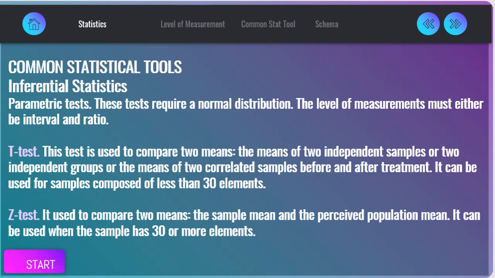Now let us learn about the commonly used parametric tests. First is the t-test. This test is used to compare two means: the means of two independent samples or two independent groups, or the means of two correlated samples before and after treatment. It can be used for samples composed of fewer than 30 elements.